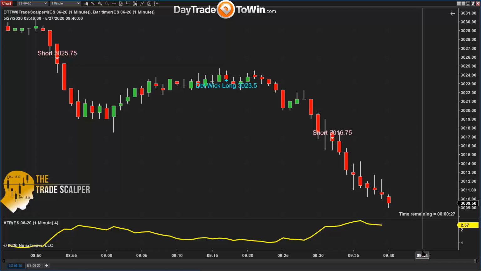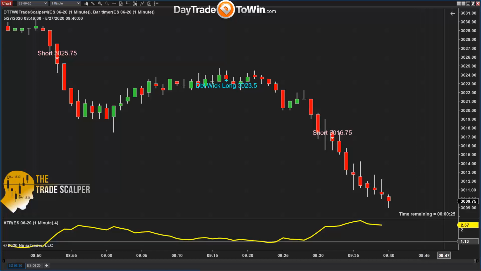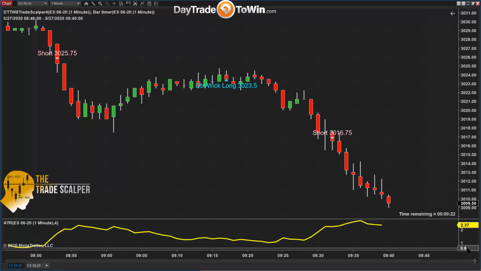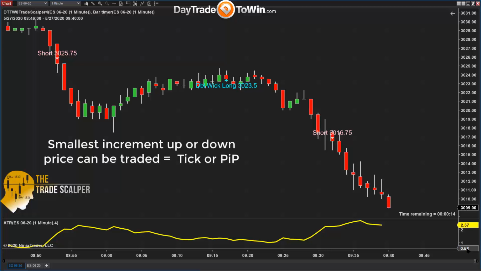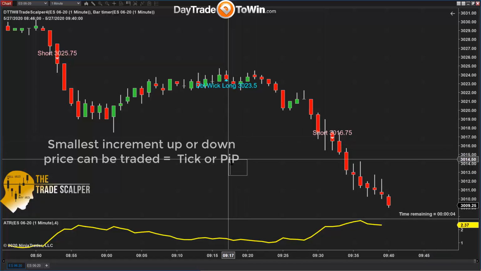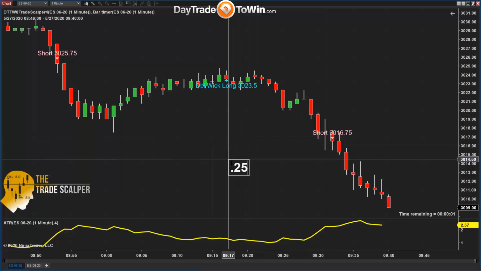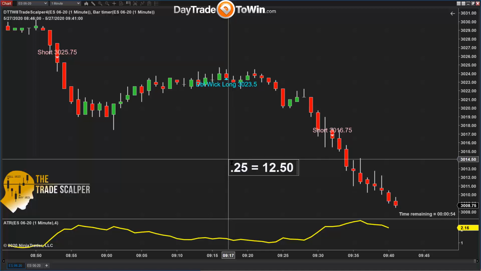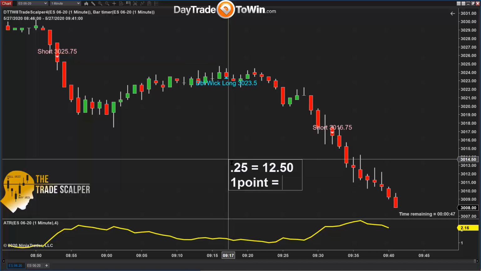There's nothing wrong with taking 8 ticks instead of 9. So this here, the scale is based off of points, but the smallest increment any move on any market could make is referred to as a tick. In currencies, it's referred to as a pip, and this happens to be $12.50 every tick or every time it moves. So this is 0.25, quarter point, equals $12.50. Every point is 4 ticks, so 1 point is $50.